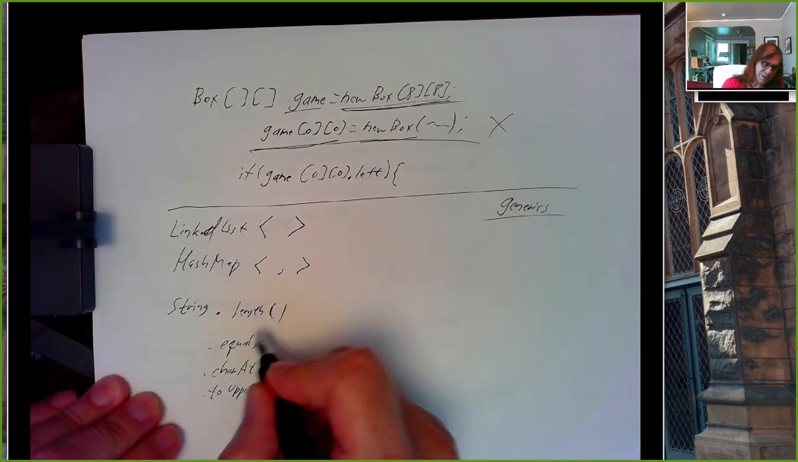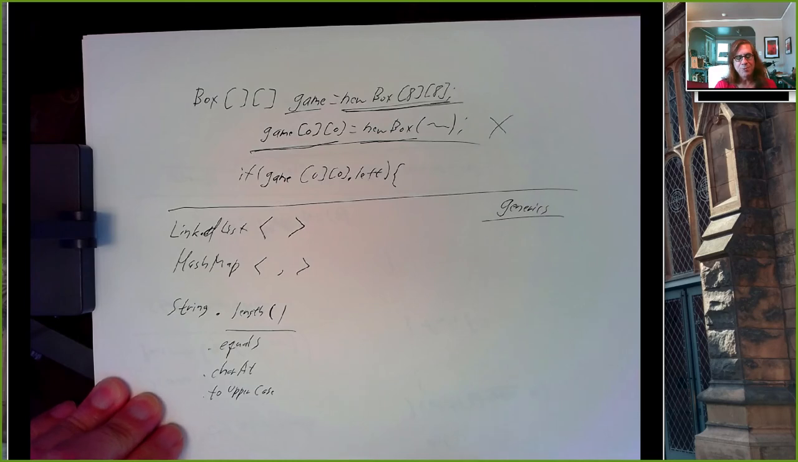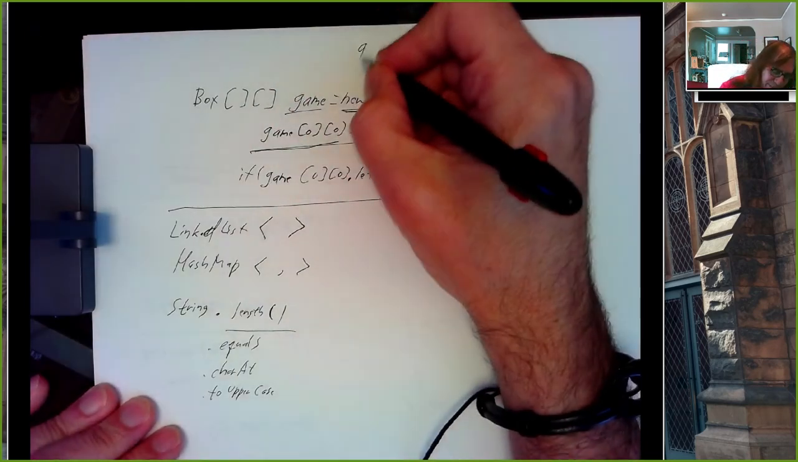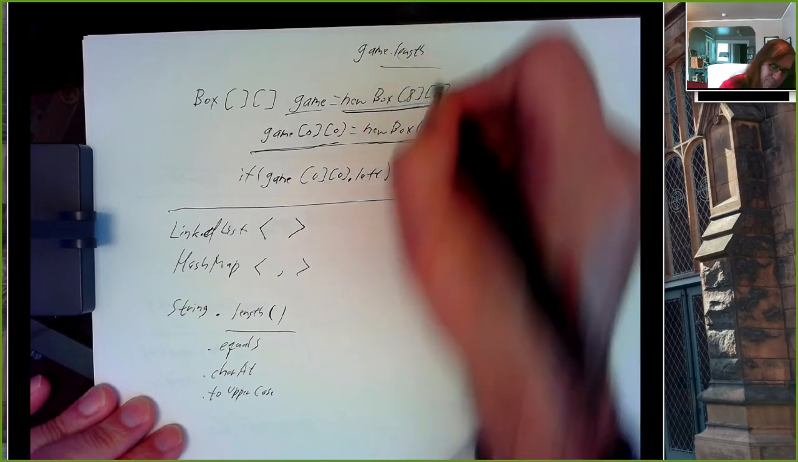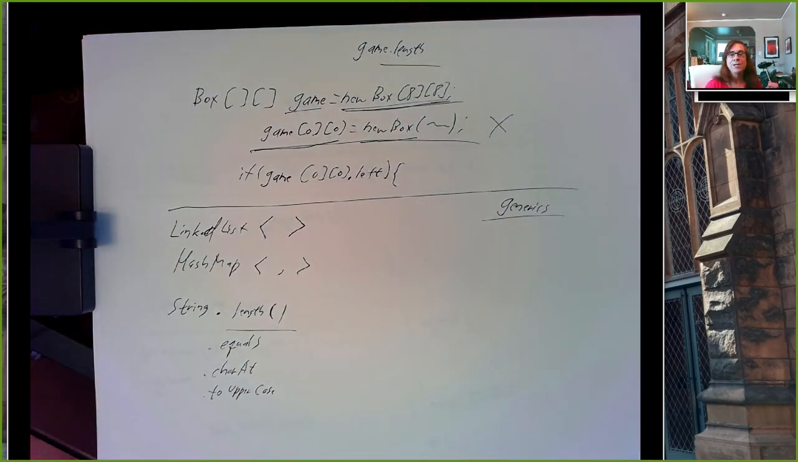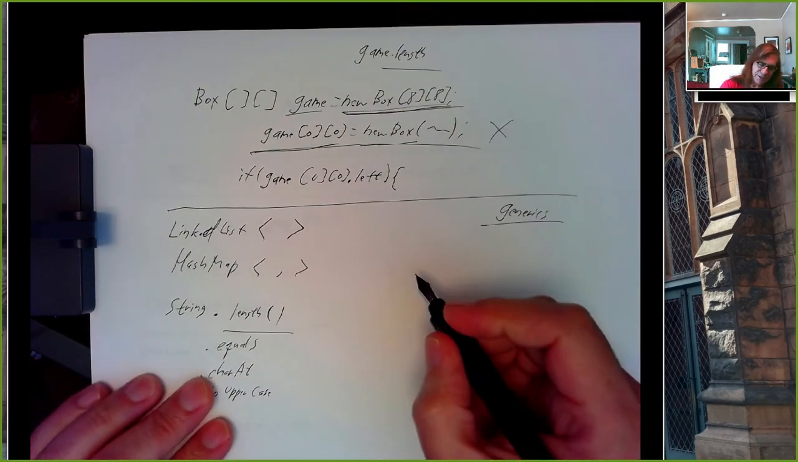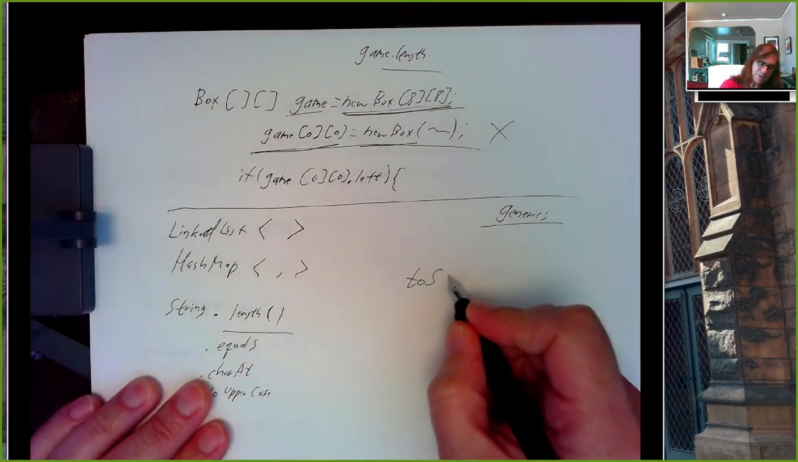This length method is different from when we have an array like game. It's different from this, which is like a field on the variable. So this is actually a method. It's a bunch of code that gets run. Related to that, make sure you remember the toString method.